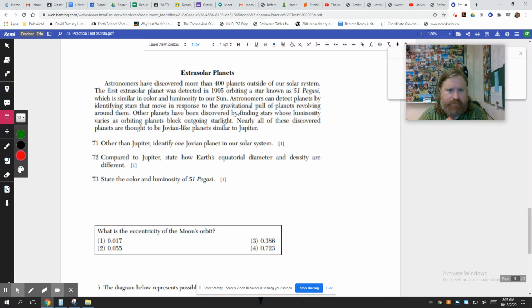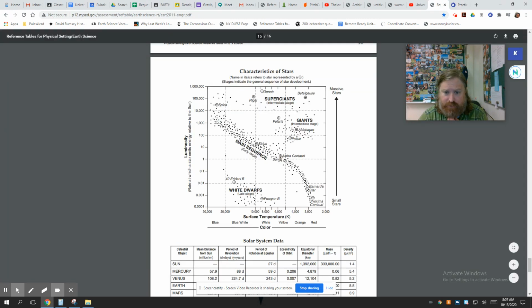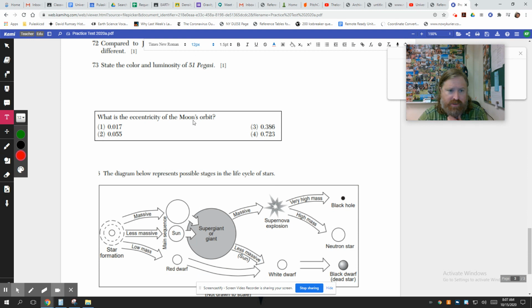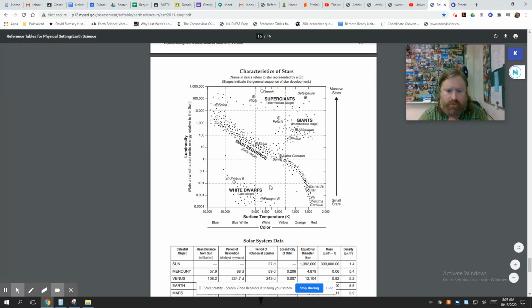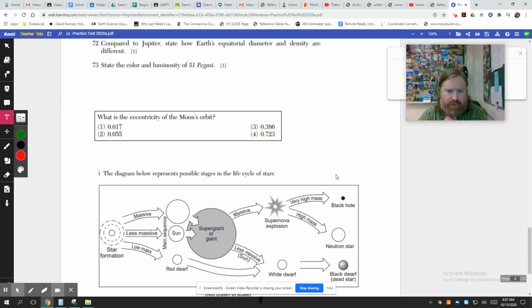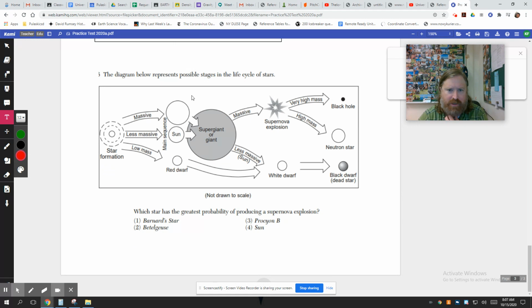State the color and luminosity of 51 Pegasi. That's got to be out of something. So this is where you've got to read. 51 Pegasi is similar in color and luminosity to our sun. So just do it for our sun. Yellow, luminosity of 1. That'll do it. All right, getting easier. This is a freebie. Eccentricity of the moon's orbit, Earth's moon. Eccentricity 0.055. Done.